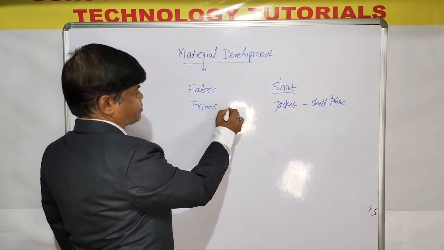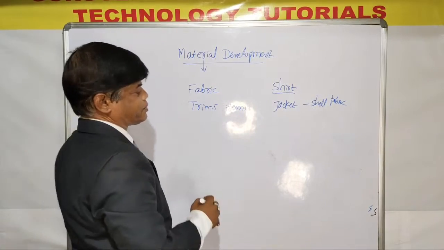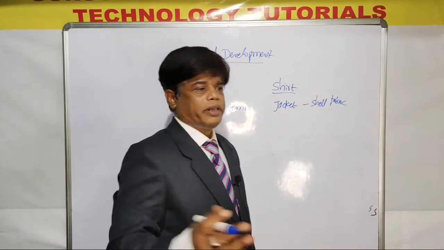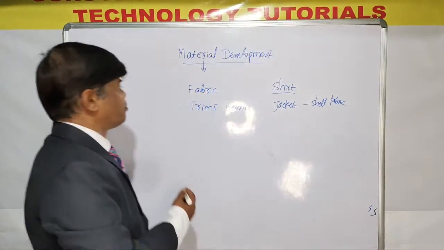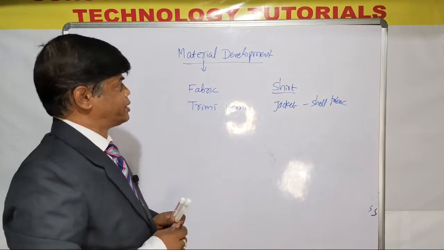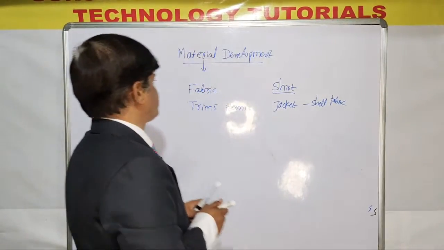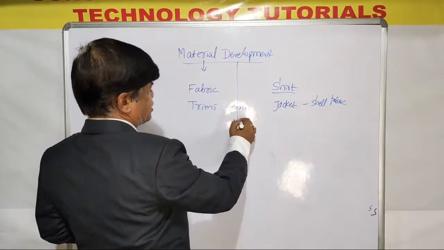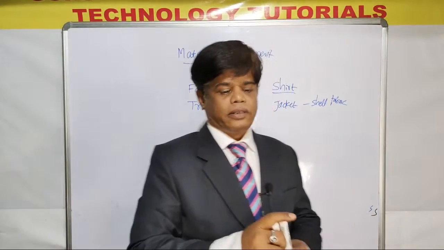These are all the fabric and trim items, whatever the designers may use in the merchandise. These are all called materials. Leave it. Now I will come to the next word, development. What is development?